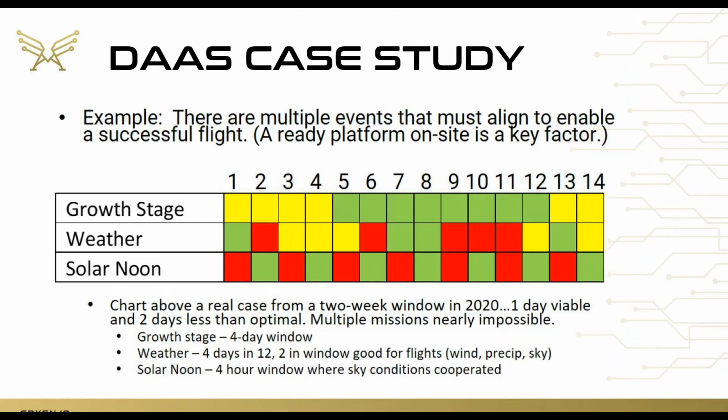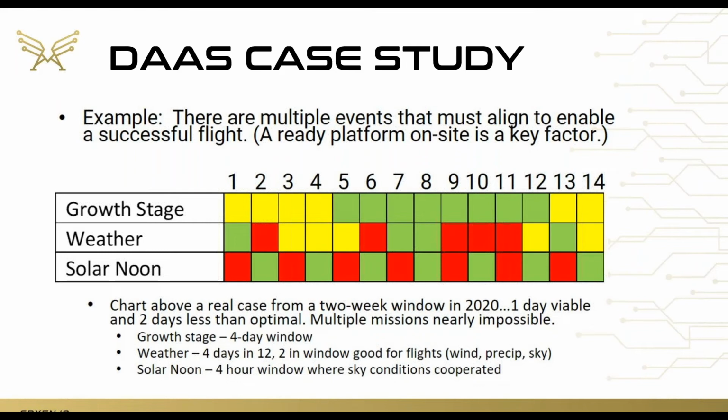And then weather happens. When you're talking about hyperspectral data, threading that needle is very tight. You're only flying about plus or minus 2 hours of solar noon. You can't have any clouds in the sky. LiDAR and RGB are much easier to get around some of that, but when you're flying all three, again, it's a very tight needle to thread.